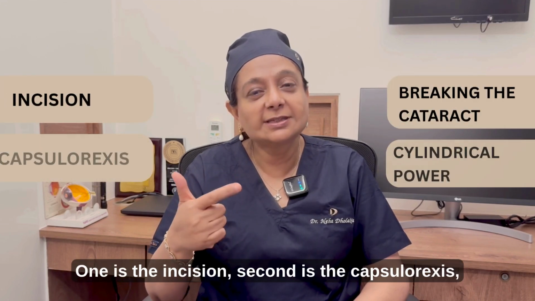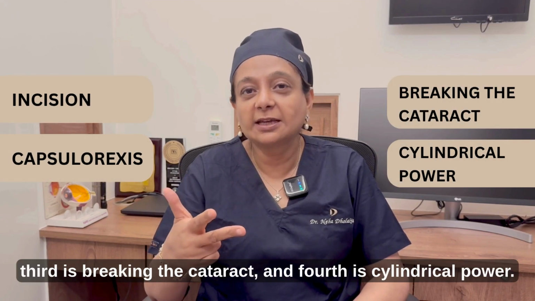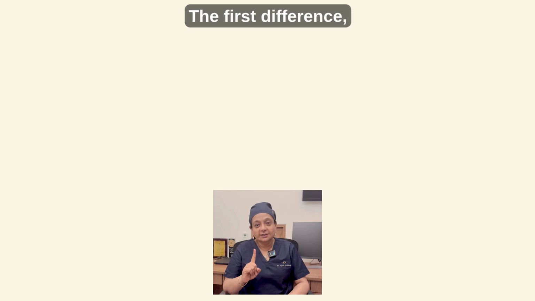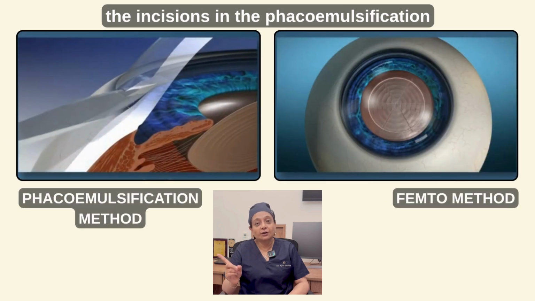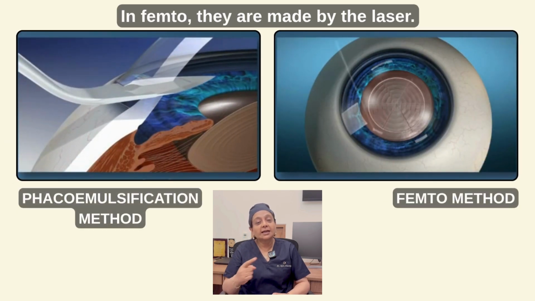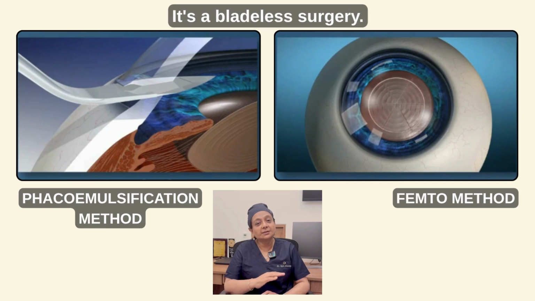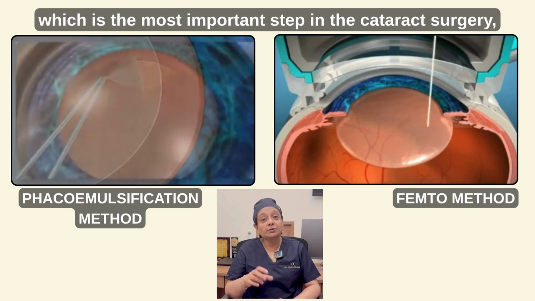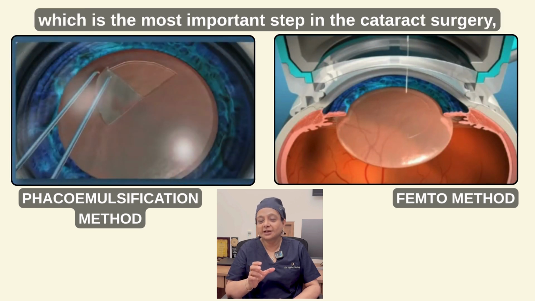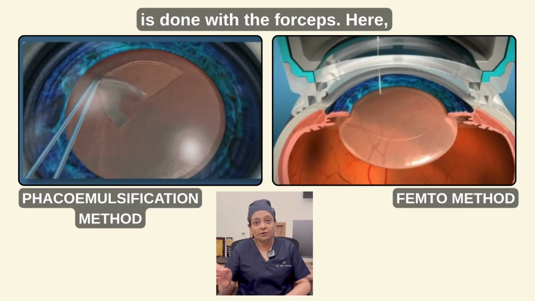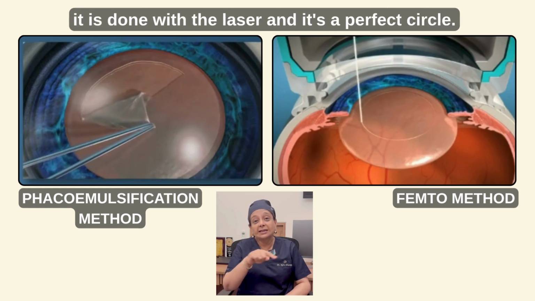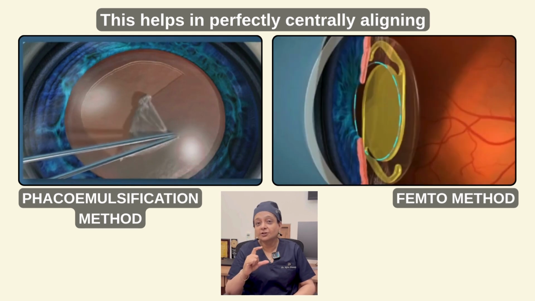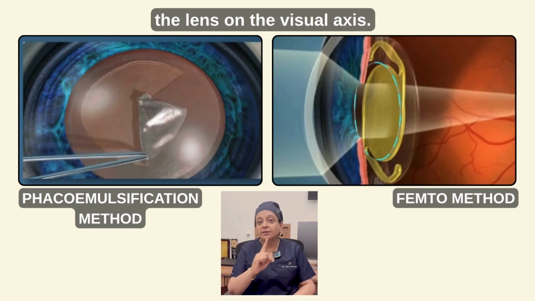One is the incision, second is the capsular axis, third is breaking the cataract, and fourth is cylindrical power. The first difference, the incisions in the phacoemulsification are made by blades. In Femto, they are made by the laser. It's a bladeless surgery. Second is the opening in the anterior capsule, which is the most important step in the cataract surgery, is done with a forceps. Here it is done with the laser and it's a perfect circle. This helps in perfectly centrally aligning the lens on the visual axis.